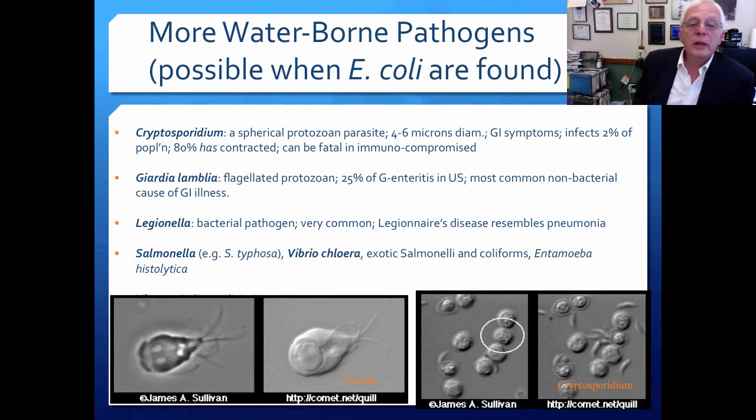There are lots of waterborne pathogens, and these are things that would be possible when E. coli are found, and they include a variety of things, including Cryptosporidium. This is a spherical protozoan parasite. It's very small, 4 to 6 microns in diameter, a tiny thing. Giardia is also a flagellated protozoan. Here's Giardia down here. And Legionella is a bacterial pathogen, and this causes Legionnaires' disease that you may have heard about. It causes a thing that resembles pneumonia. And various Salmonella. Here's Cryptosporidium over here. Lots of these things are fairly dangerous and transmitted in water.